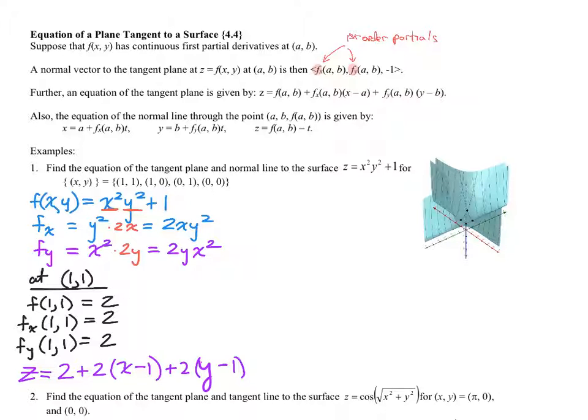And so you think to yourself, dang, I got to do that 3 more times? Well, yeah. So at 1, 0. So I need f of 1, 0.